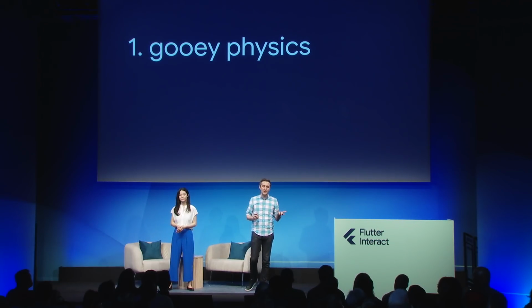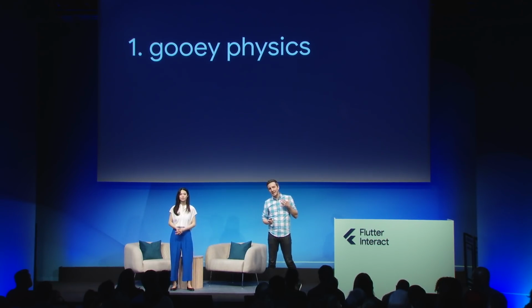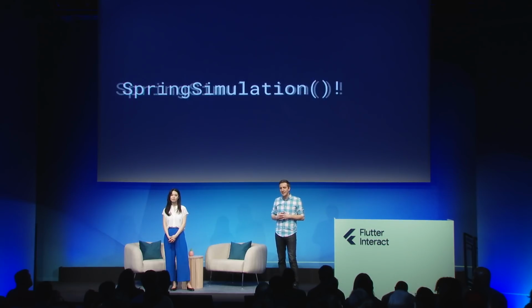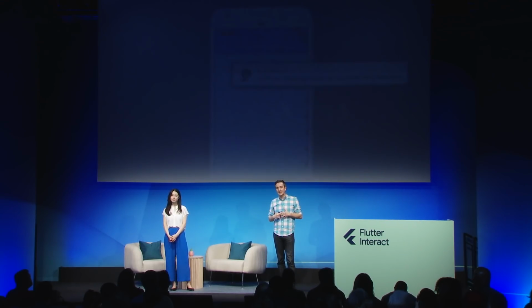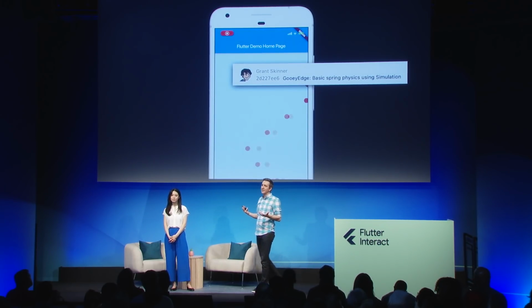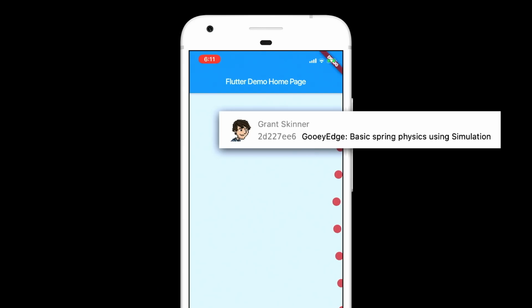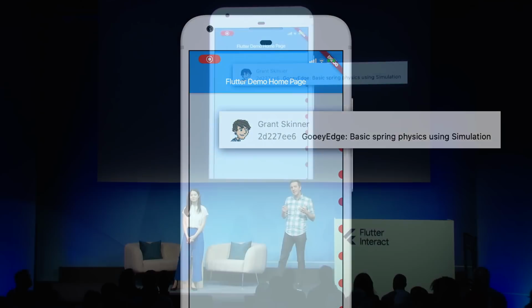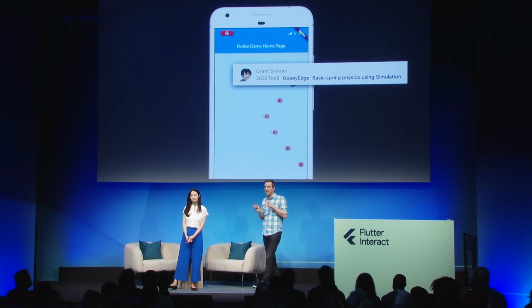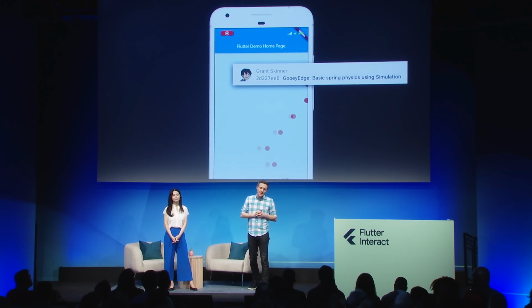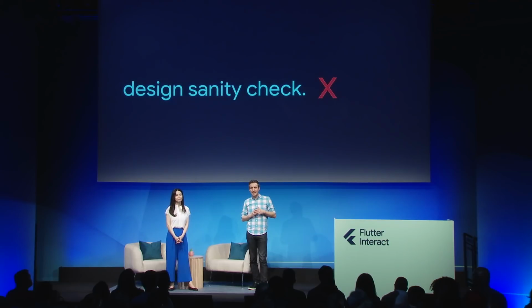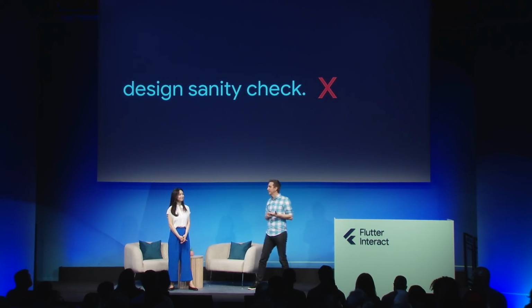So the first thing I want to do is GUI physics. And in my research phase, I had identified this API called Spring Simulation. And this is mostly designed for handling the sort of elastic response that you see in things like overscroll. But I thought, it kind of gives me what I want. Maybe I can sort of bend it and twist it and make it do what I need. So I wired it in, and I wasn't super happy with the result.